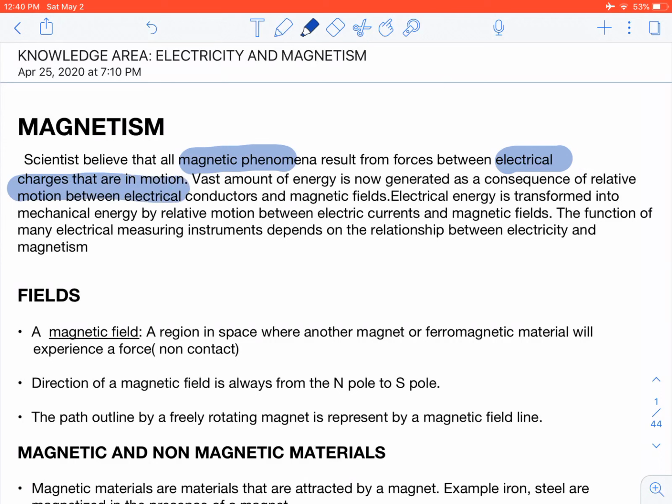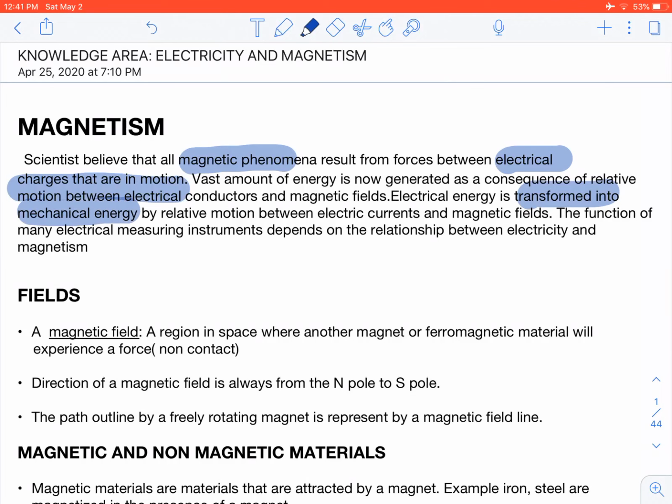Now, a vast amount of energy is now being generated as a consequence of the relative motion between electrical conductors and magnetic fields. So what happens is electrical energy is transformed into mechanical energy. For instance, in our dishwasher, electrical energy is changed into mechanical energy. Washing machines, electrical energy is changed into mechanical energy. Vacuum cleaners, electrical energy is changed into mechanical energy.